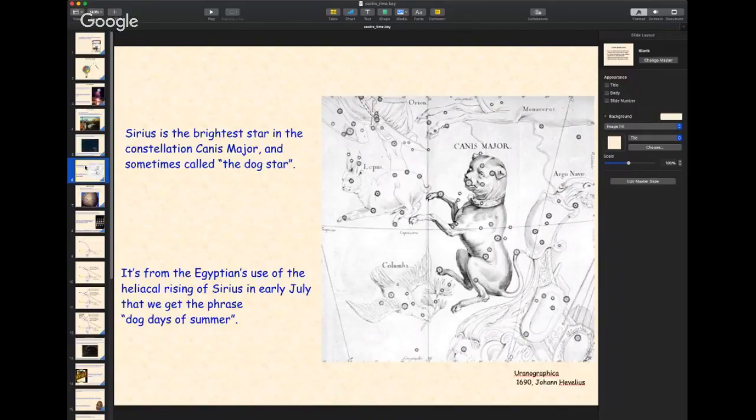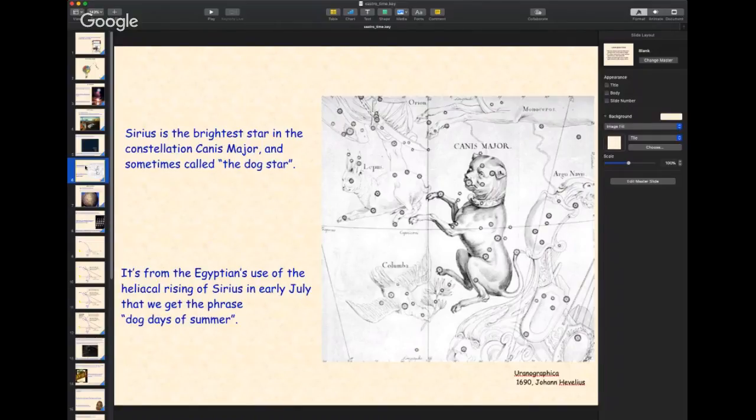So Sirius has many things associated with it. Sirius is the brightest star in the constellation Canis Major and is sometimes, as a result, called the dog star. Canis Major is a dog. And it is from the Egyptians' use of the heliacal rising of Sirius in early July that we get the phrase dog days of summer. So that phrase is actually quite old, going back at least to the Egyptians.